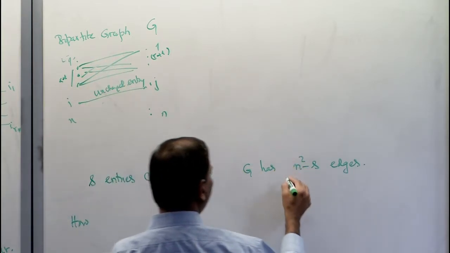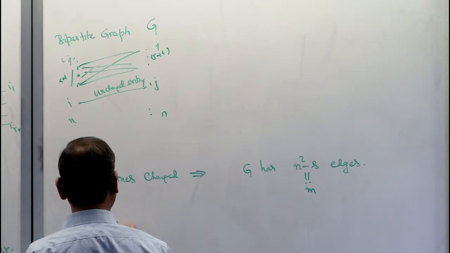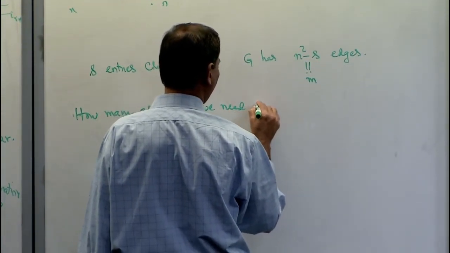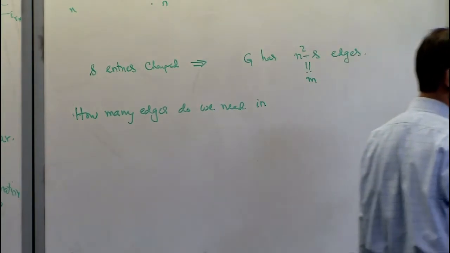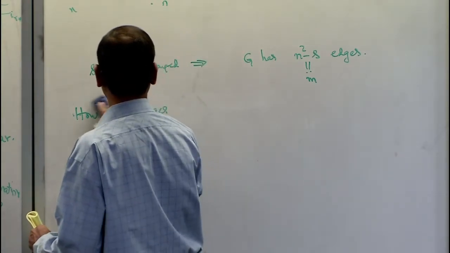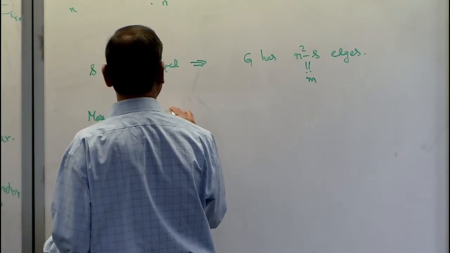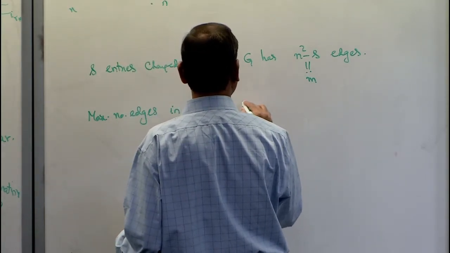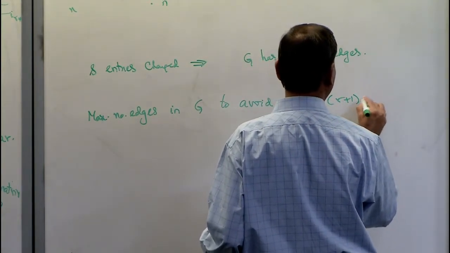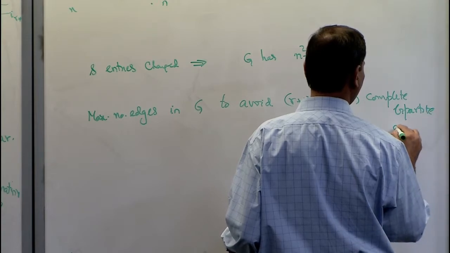So let me use a symbol here. Let's call this M. So how large, or rather the other way around, what's the maximum number of edges in G to avoid an R plus 1 by R plus 1 complete bipartite graph?